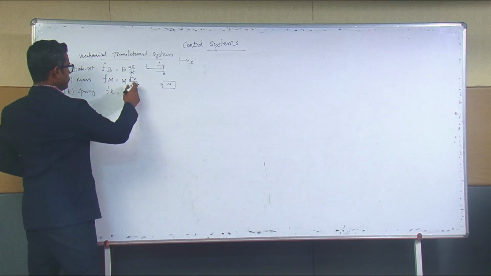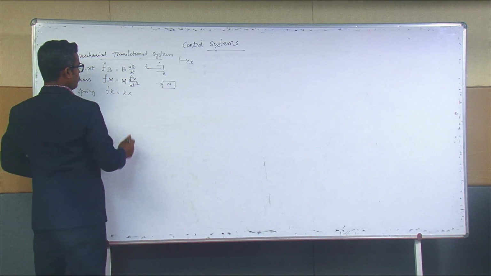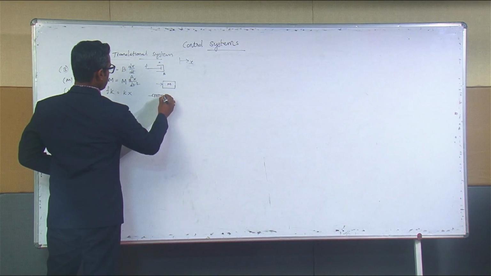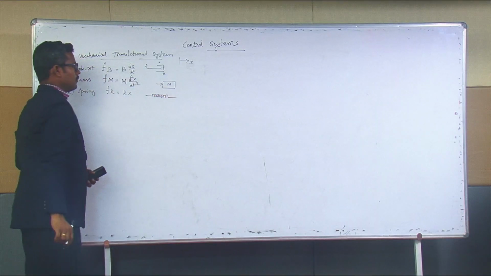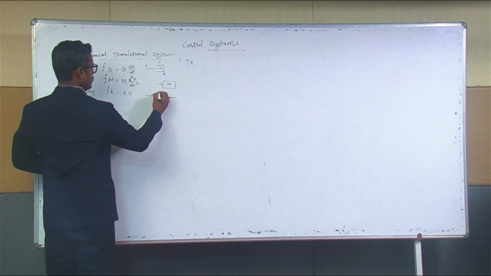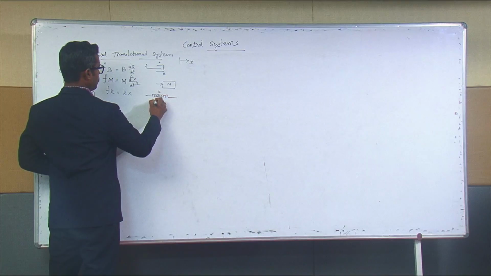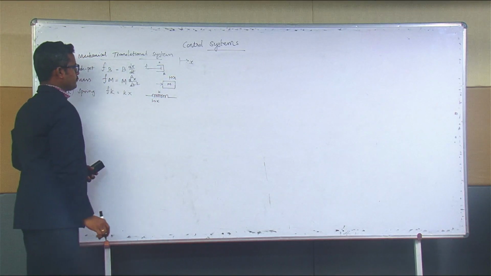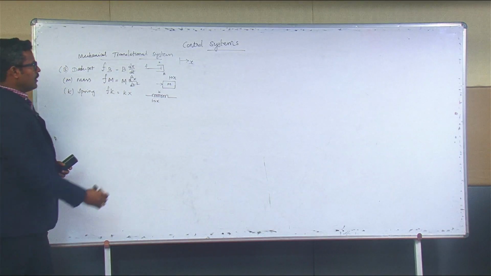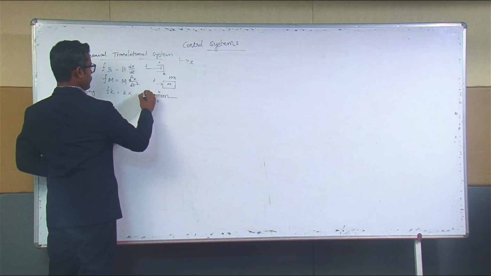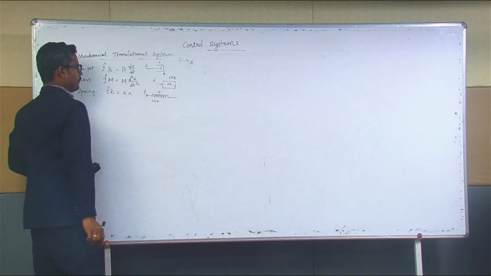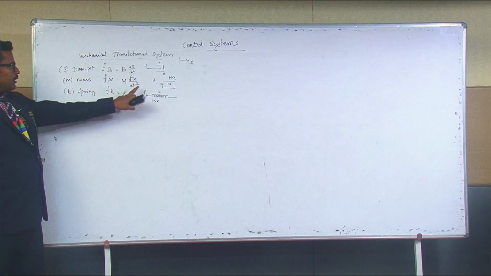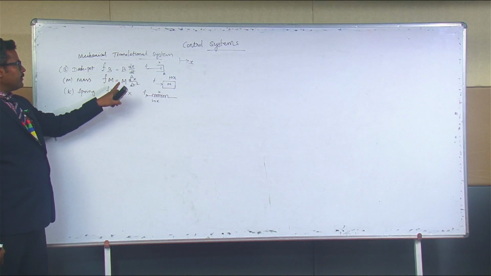It is an acceleration. The spring is represented like a helical coil, with k, and the displacement of this end is x, and again the displacement of this end is x. This is the input force F. The force in a spring is called Fk.